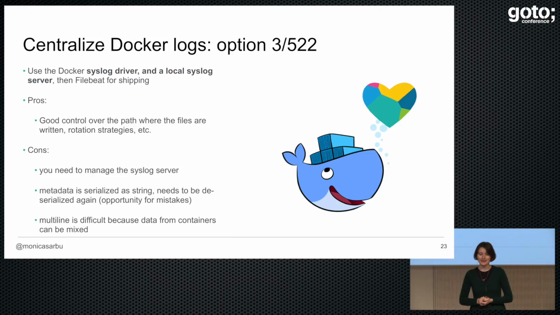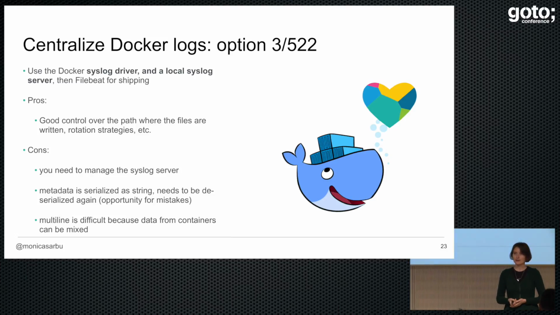Another solution is that you can use the Docker syslog driver, and for that you need a local syslog server in parallel, and you might use Filebeat for shipping. The advantage is that you will have a dedicated path with all your logs, and you get for free the facility of rotating your logs. But the disadvantage is that you have to manage another server, the syslog server. The metadata are serialized, so you have to deserialize the metadata information. And in case of multi-line, it's kind of difficult because you have the data from different containers mixed.